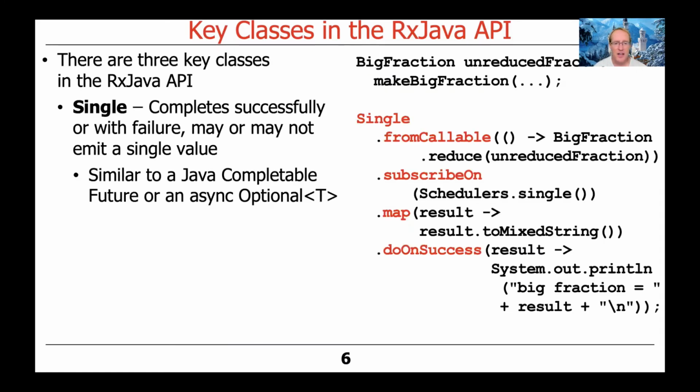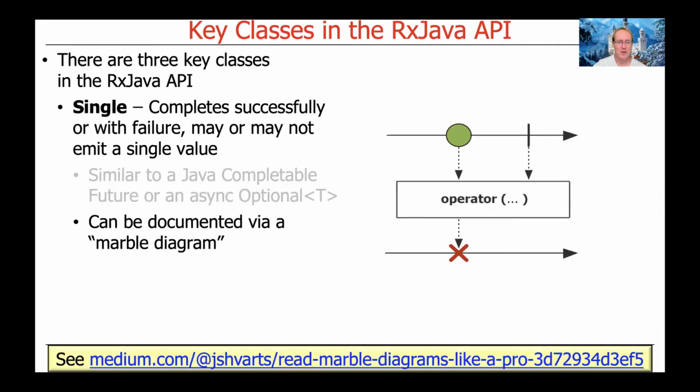And so you can basically think of a single as something akin to a Java completable future or an async optional. A Java completable future is probably the best analogy for this. And if you are comfortable with completable futures, you should have no problem picking up singles when we talk about those. All of these abstractions with reactive programming are documented by something with a curious name called a marble diagram. And you'll see in a second why it's called a marble diagram, because there's all these different colored things that look kind of like marbles.